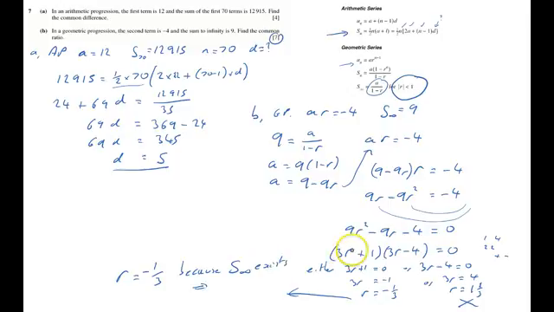Therefore, the modulus of r is less than 1, i.e. that it goes between -1 and +1. And that's question 7 done.